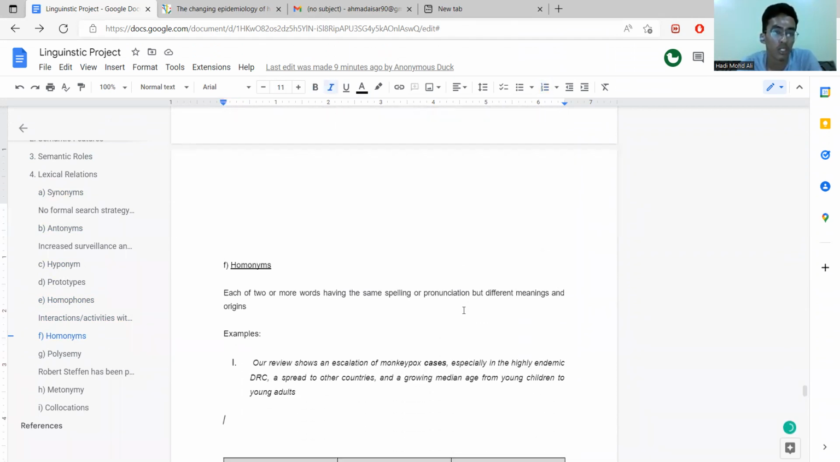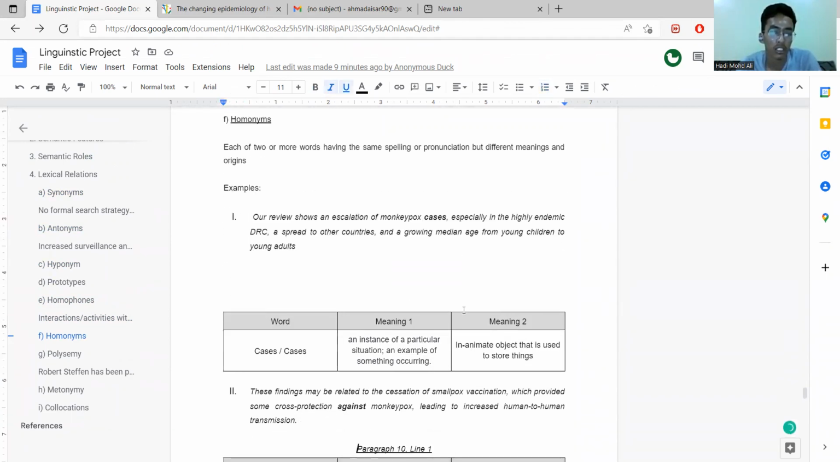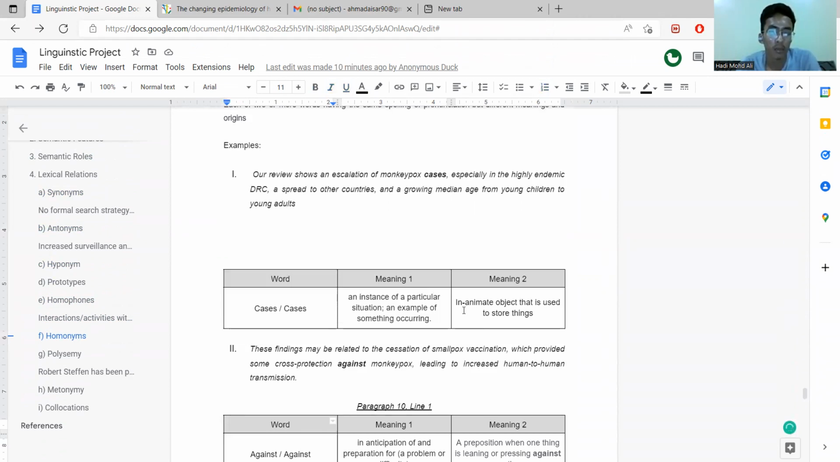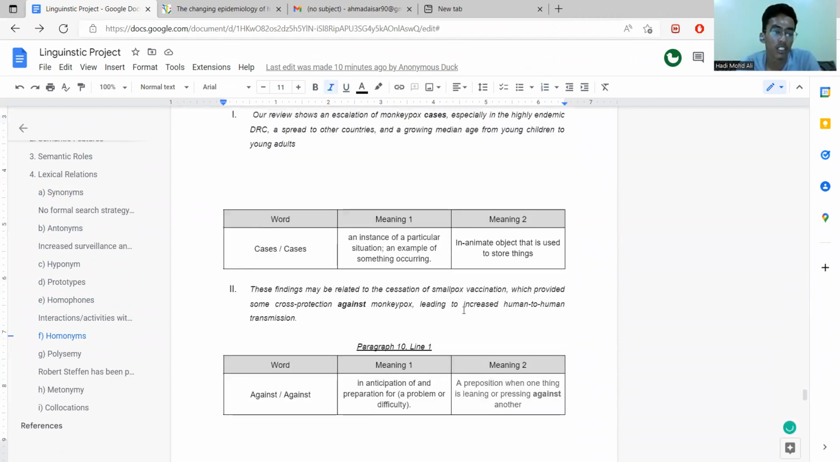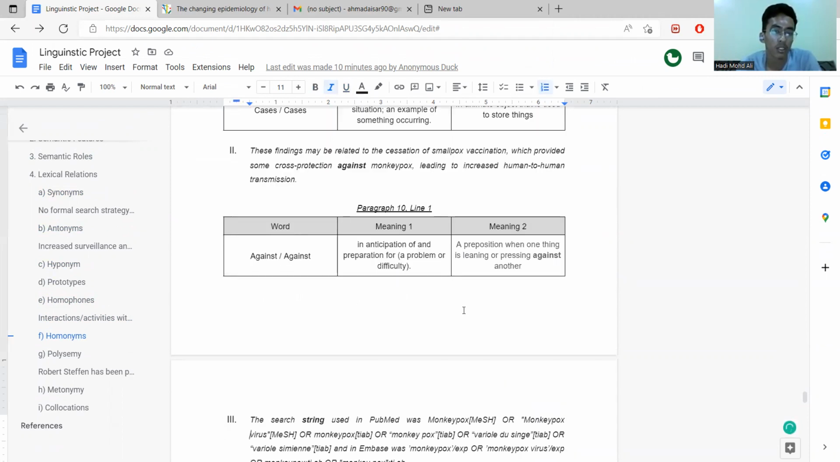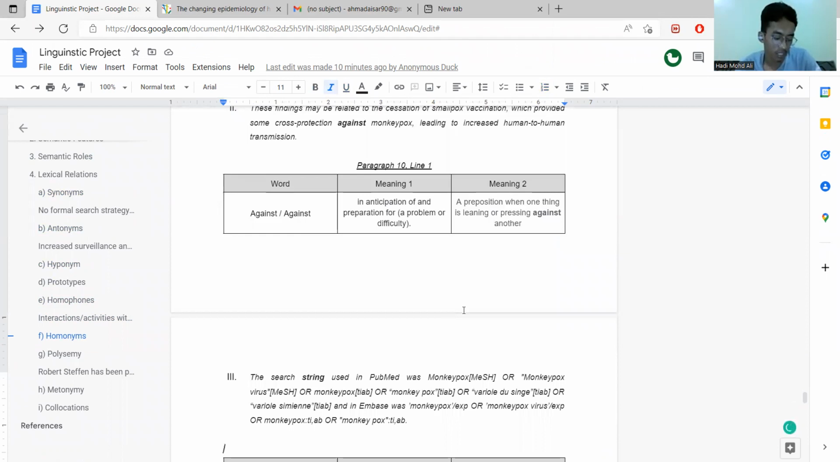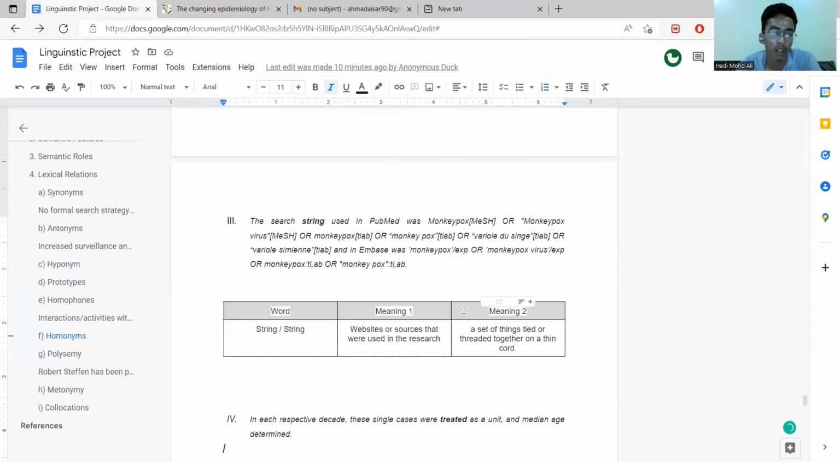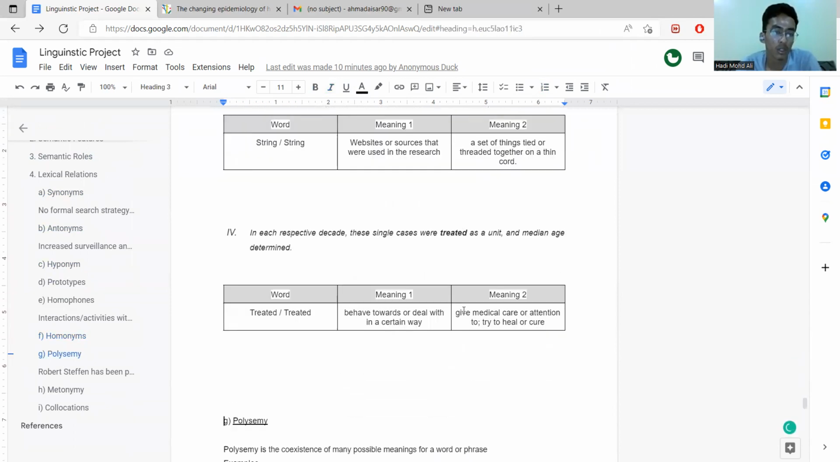Moving on to the homonyms: two or more words having the same spelling or pronunciation but different meanings and origins. For example, cases has two meanings, which is a particular situation, and the other meaning is an object that is used to store things. The same goes to the second, third, and fourth examples. Moving on to the polysemy. Polysemy is the coexistence of many possible meanings for a word or phrase. For example, shows has two meanings: the act of presenting, and a play or stage performance. So a lot of examples here.